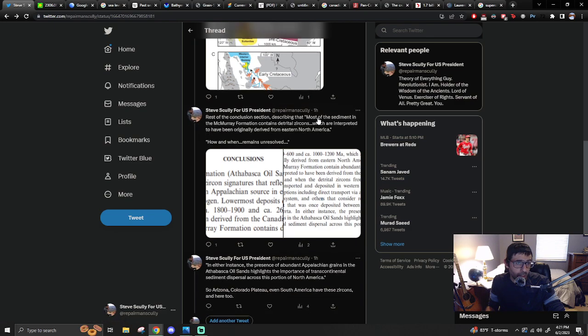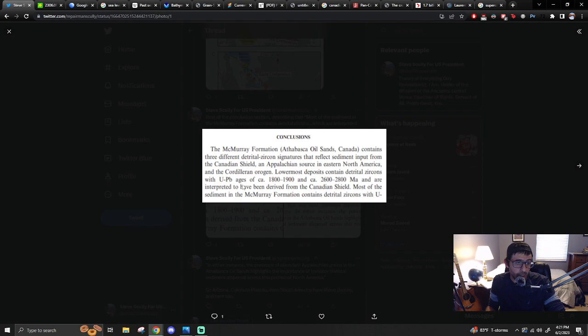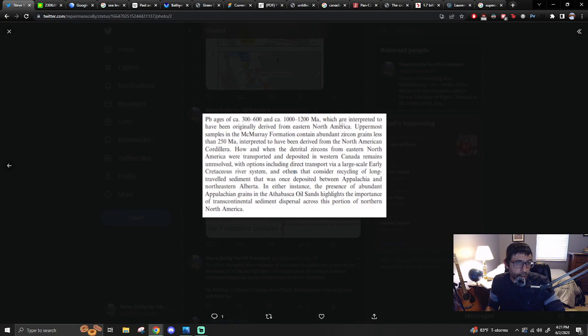Conclusion section describing most of the sediment in the McMurray Formation. McMurray contains detrital zircons, which are interpreted to have been originally derived from eastern North America. How and when remains unresolved.